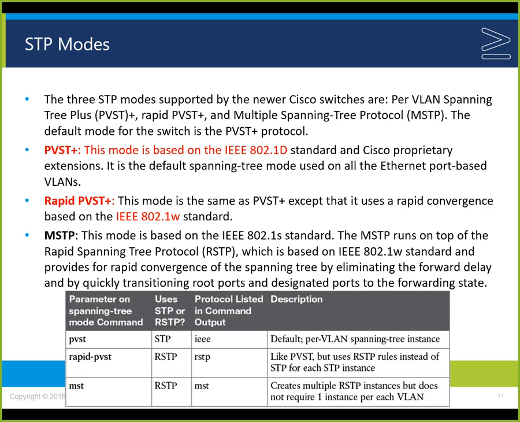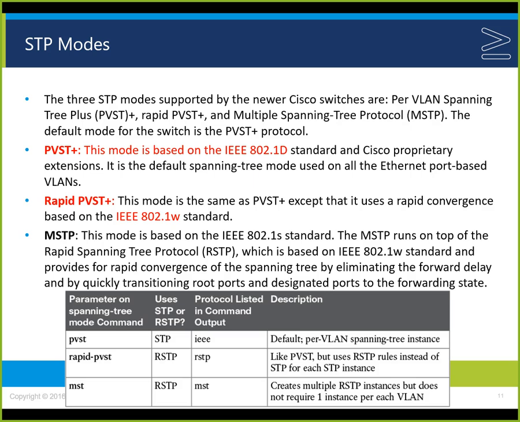Multiple spanning tree protocol runs on top of the rapid, based on the 802.1w standard. It is 802.1s. Rapid is 802.1w. So per VLAN is 802.1d, rapid per VLAN is 802.1w, multiple is 802.1s. And it runs on top of rapid per VLAN.